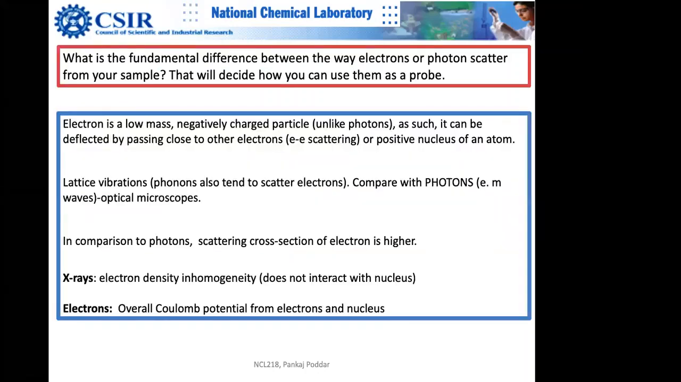And so that's what I have mentioned, that X-rays look at the electron density inhomogeneity. When you look at the atomic form factor, basically it is a Fourier transform of the electron density inhomogeneity. You take the volume integral and everything. And in contrast to the electron form factor, both are Z dependent. If you look at the atomic form factor for X-rays and electrons, both increase with Z.